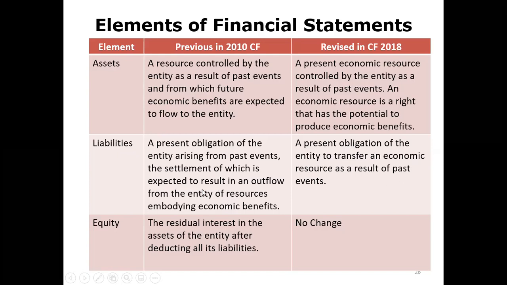What is not there? It's about the outflow of resources. So instead, you are saying that you are under obligation to transfer an economic resource. If you had obtained a loan, you are under obligation to settle the loan installment. If you had obtained the goods on credit, you are under obligation to transfer the cash. So that is the essence. The essence of the liability is not the outflow of resources, but the present obligation. So your focus has shifted to the present obligation.